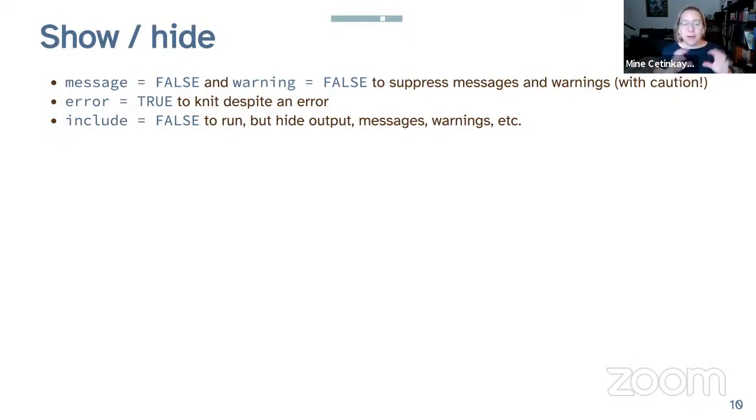And finally, include equals false is a useful way of turning off a bunch of things at once. It basically means that the code chunk will run. However, the output, messages, warnings, whatnot will all be hidden. So that's the sort of stuff you want to do under the hood in your document, but you don't want reflected at all in your output.